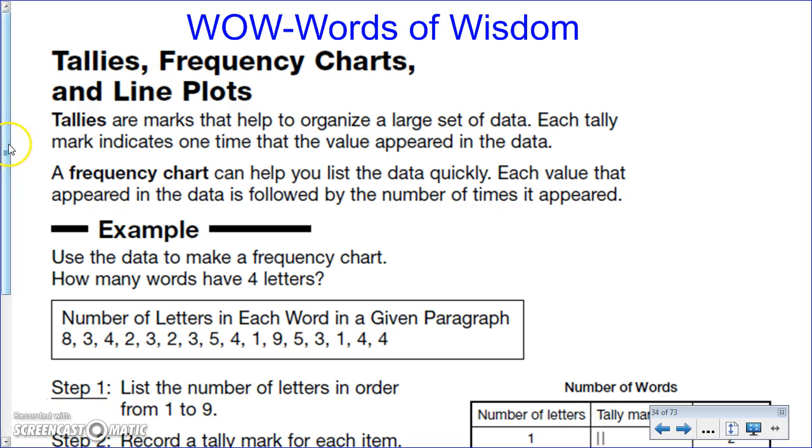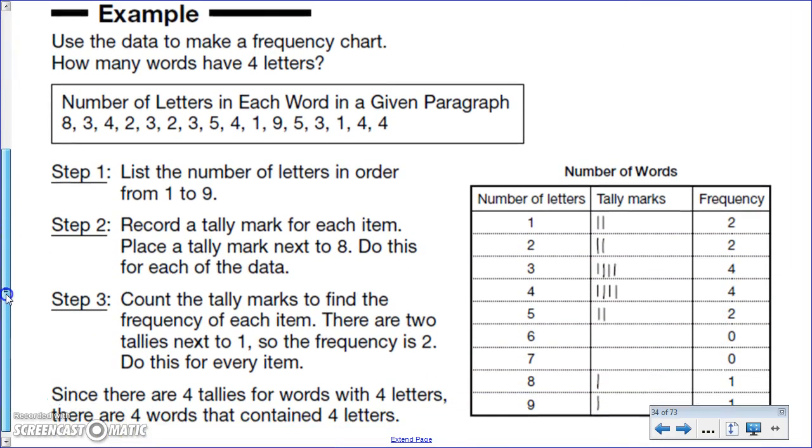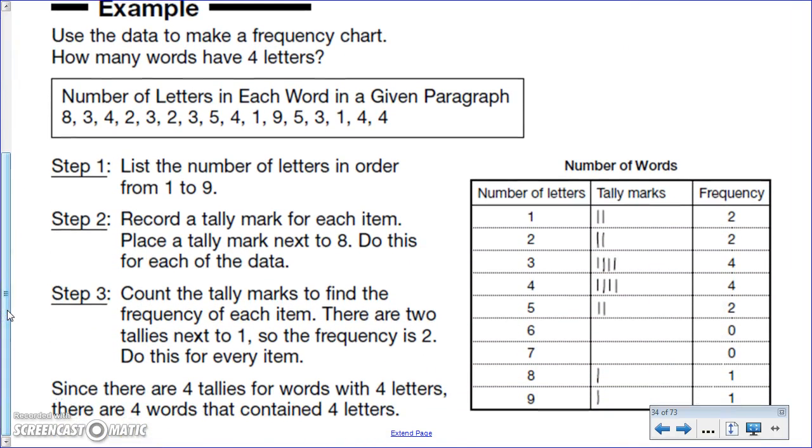Example: use data to make a frequency chart. How many words have 4 letters? So they've given us a set of data here, the number of letters in each word in a given paragraph. Step 1, list the number of letters in order from 1 to 9. 1 is our lowest value and 9 is our highest value. Then, record a tally mark for each item.